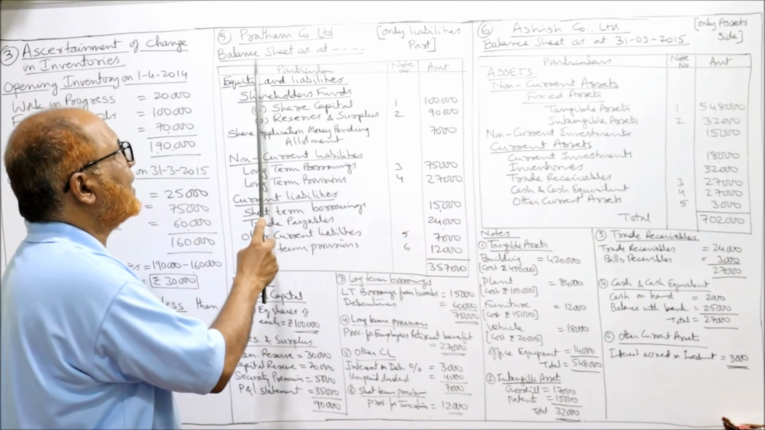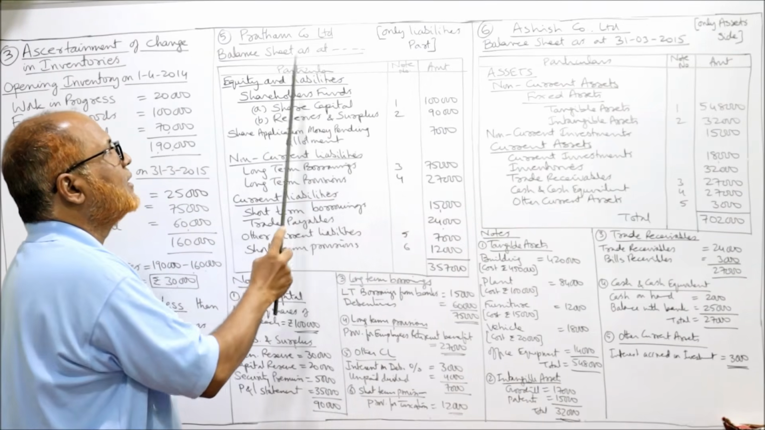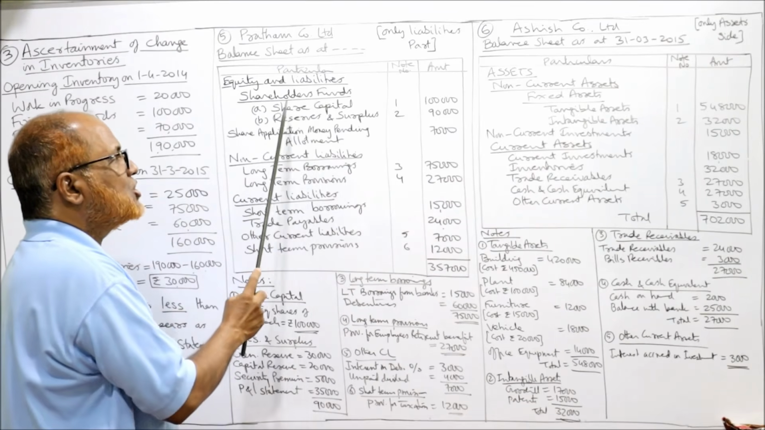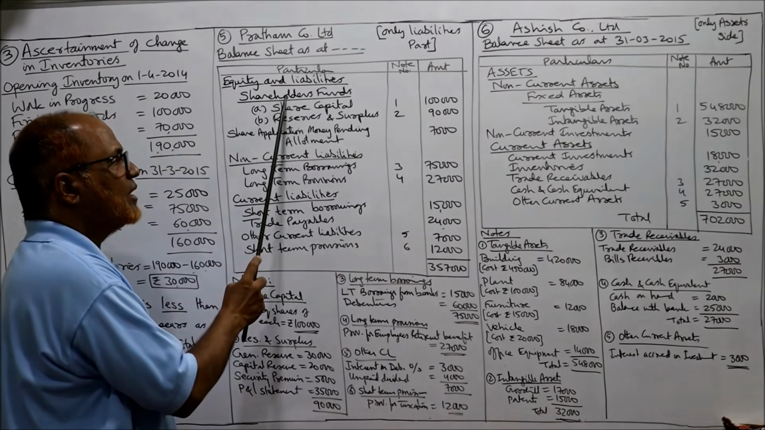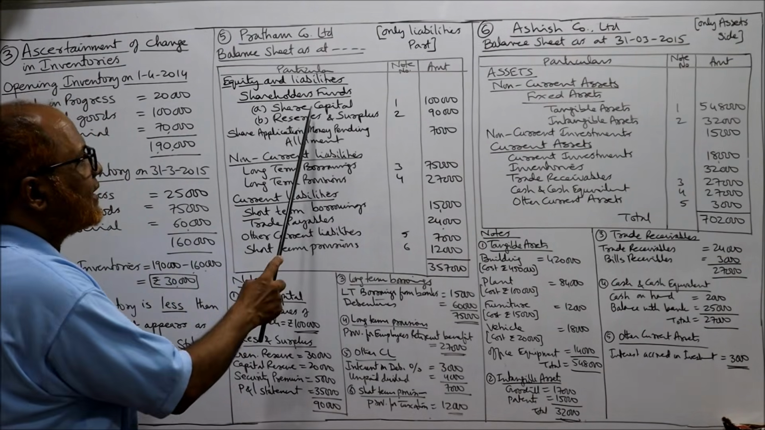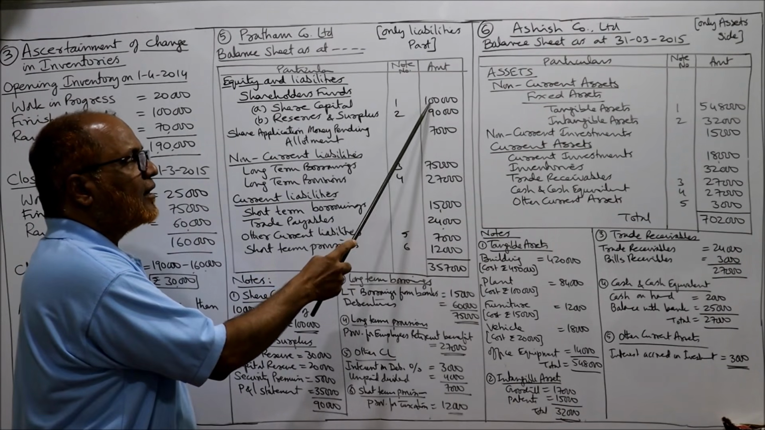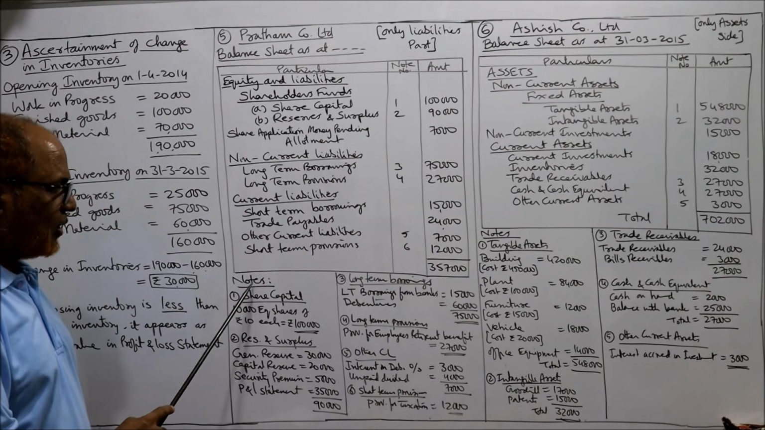Pratham Company Limited, balance sheet as at dash. Only liabilities part. So particulars, equity and liabilities, shareholders fund. Shareholders fund by share capital, reserves and surplus. These two items will come under shareholders fund. As usual, every problem we are doing the same thing. Now share capital first. Note number, 1 lakh. So the details of this share capital should be shown in the notes.